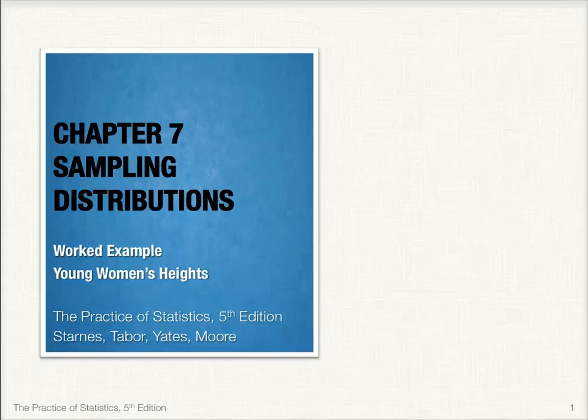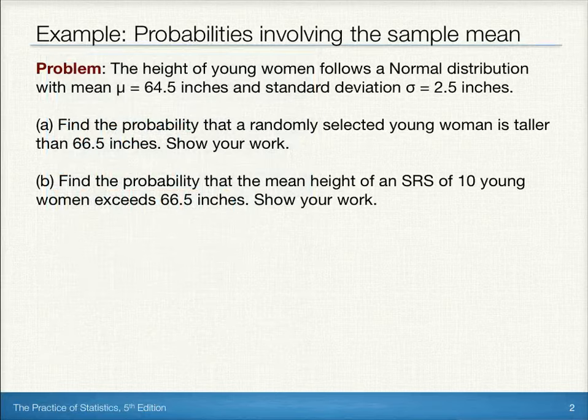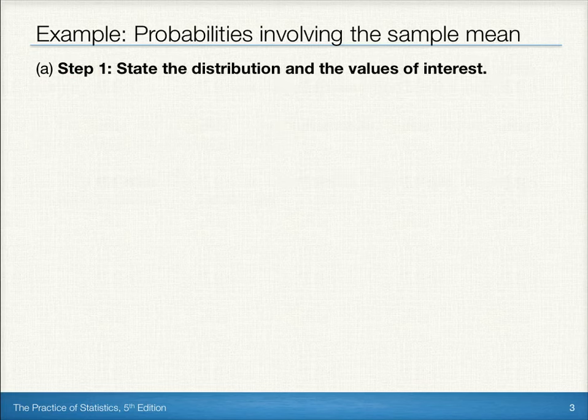In this example, we'll take a look at finding probabilities involving the sample mean. Now recall that the height of young women follows a normal distribution with a mean of 64.5 inches and a standard deviation of 2.5 inches. In this example, we'll find two probabilities. First, we'll find the probability that a randomly selected young woman is taller than 66.5 inches. Then we'll find the probability that the mean height of an SRS of 10 young women exceeds 66.5 inches. In both cases, we'll be sure to show our work.